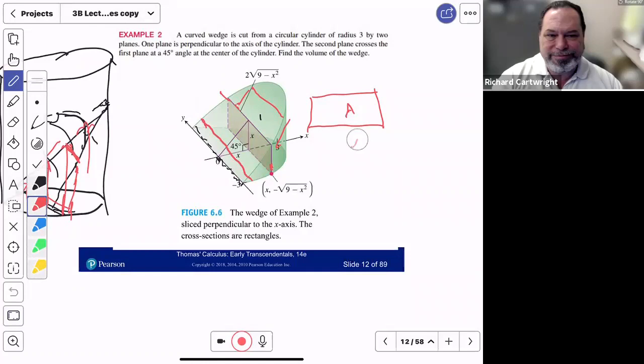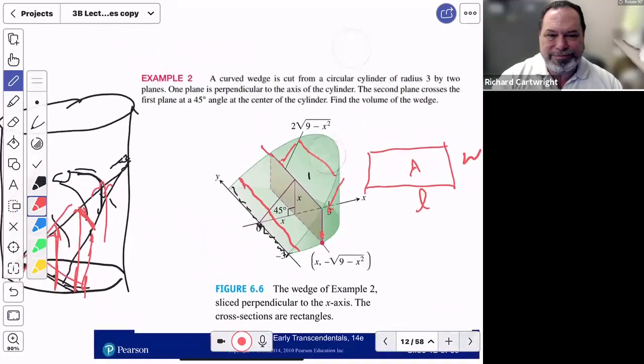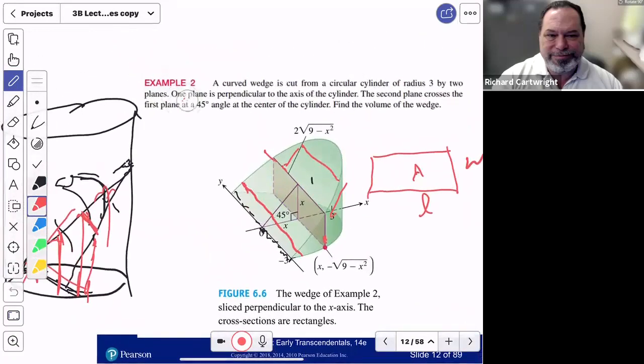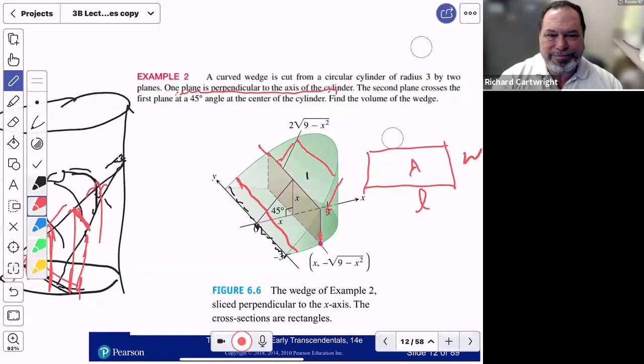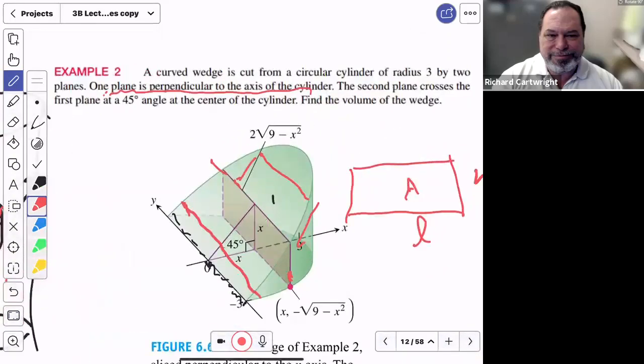Thanks for helping. Length times width. So I'm looking at my rectangle. I need some other information. He says that one plane is perpendicular to the axis of the cylinder. And he says the second curve crosses the fixed plane at a 45 degree angle at the center of the cylinder.